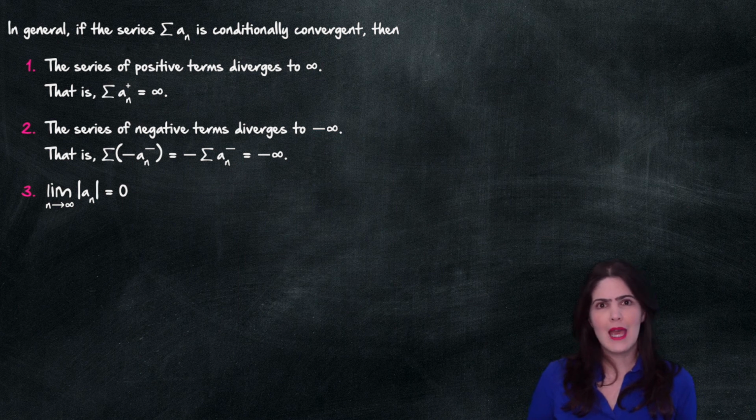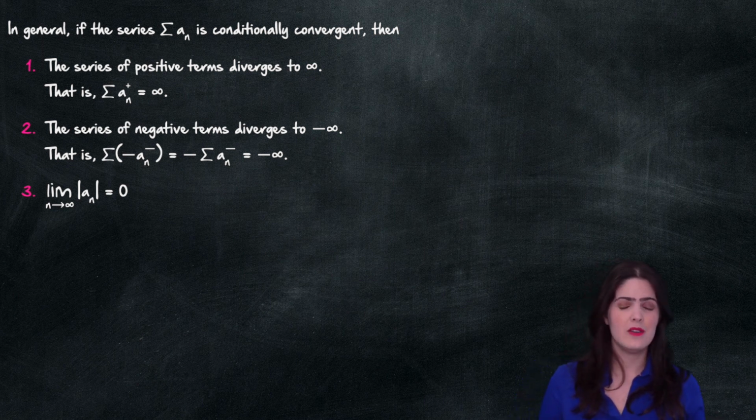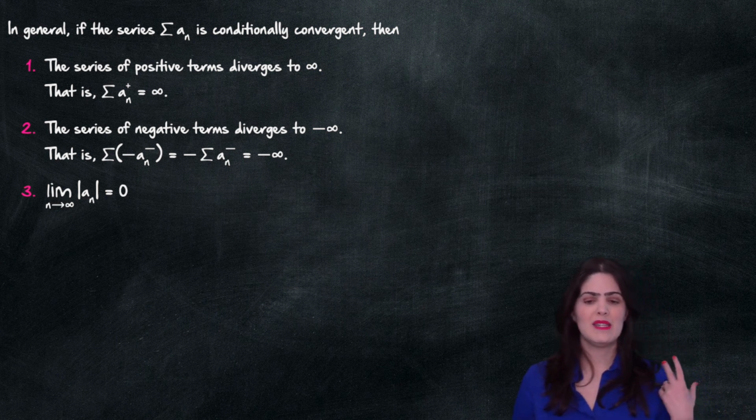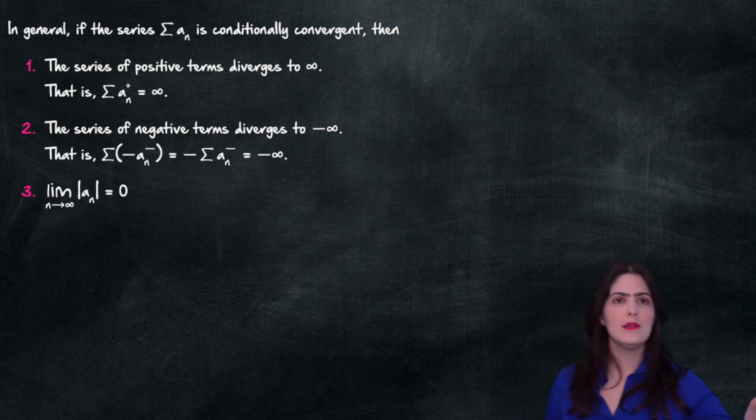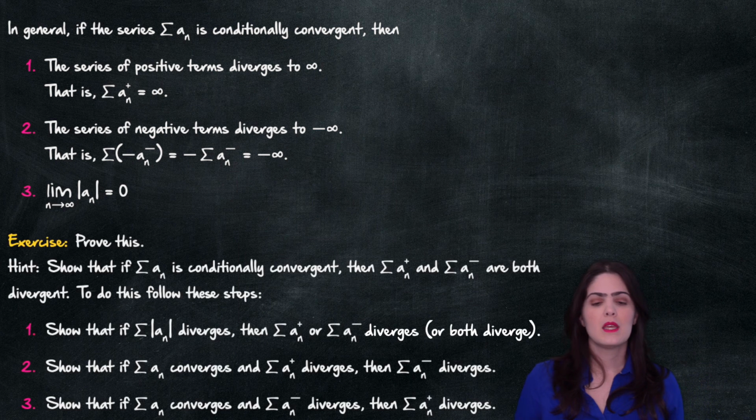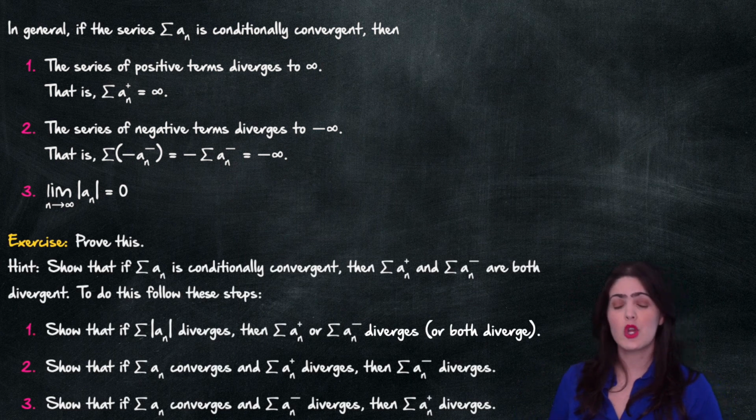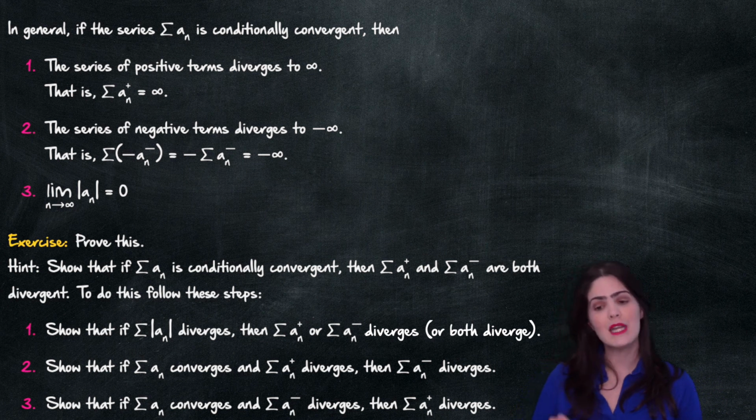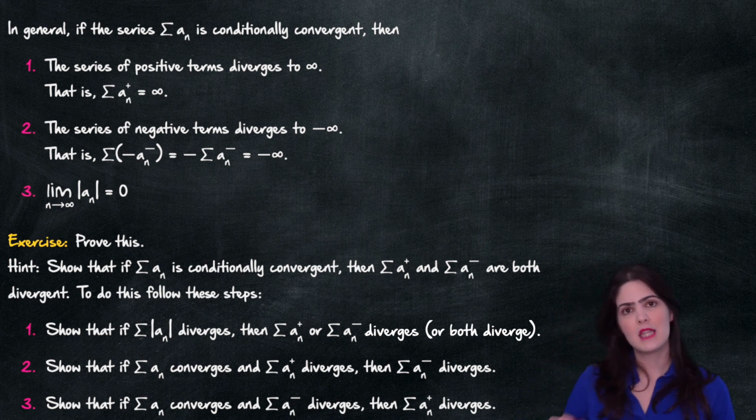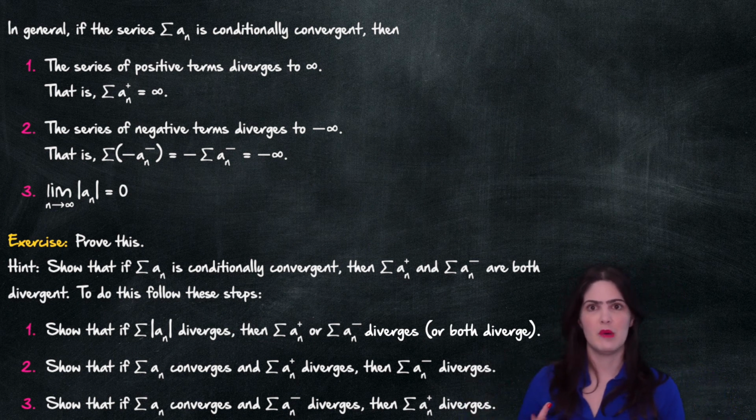So then your task would be proving that this is true. 3 is actually the easiest one. Probably you already even see how you can do it. 1 and 2 are a bit harder, but once we do 1, 2 would be the same thing. So we're going to have as an exercise to show that if I know that a series is conditionally convergent, then the sum of the a_n plus, the sum of the positive terms, and the sum of the a_n minus, of the negative parts, are both divergent.